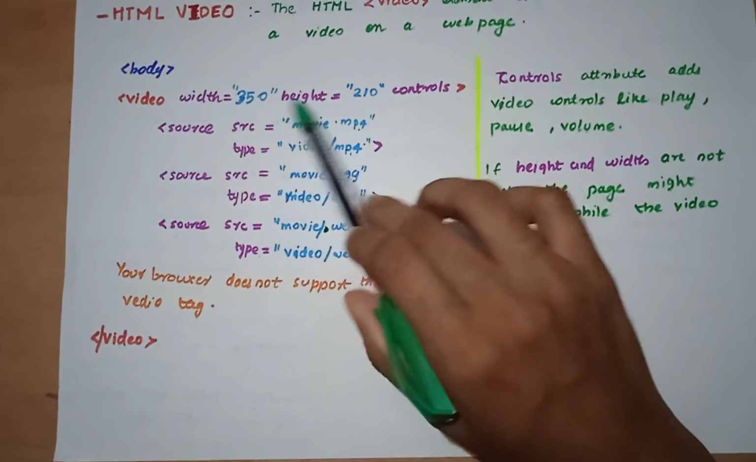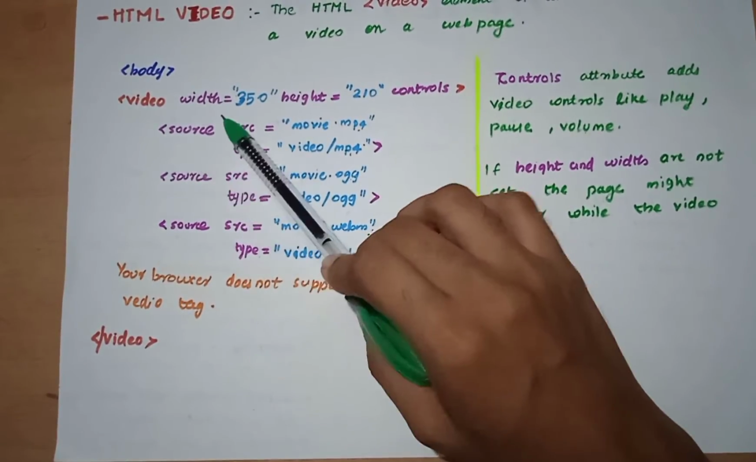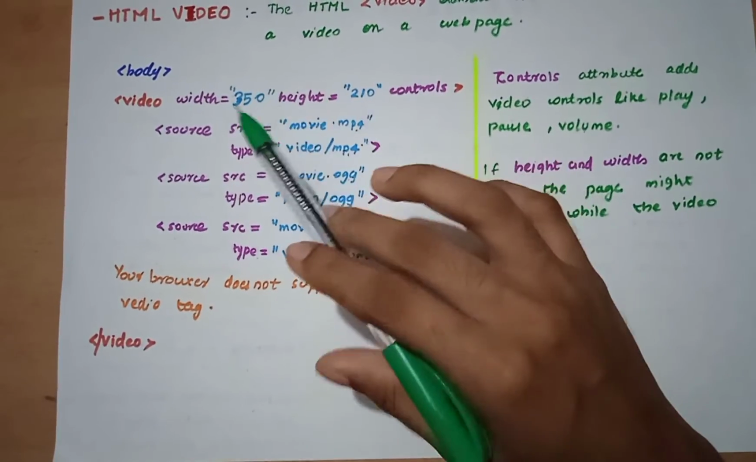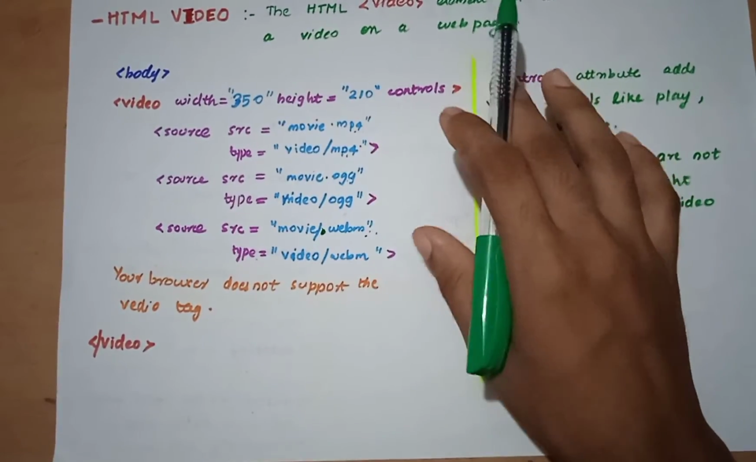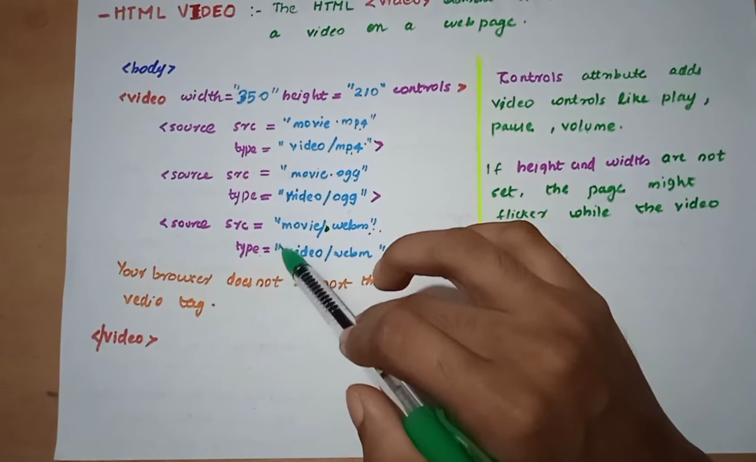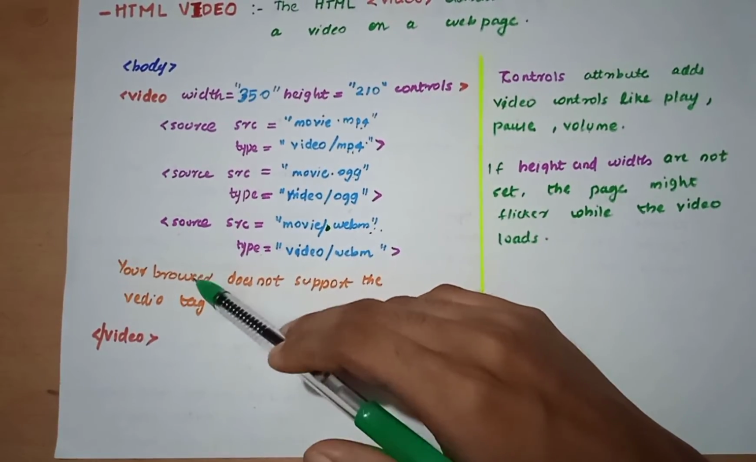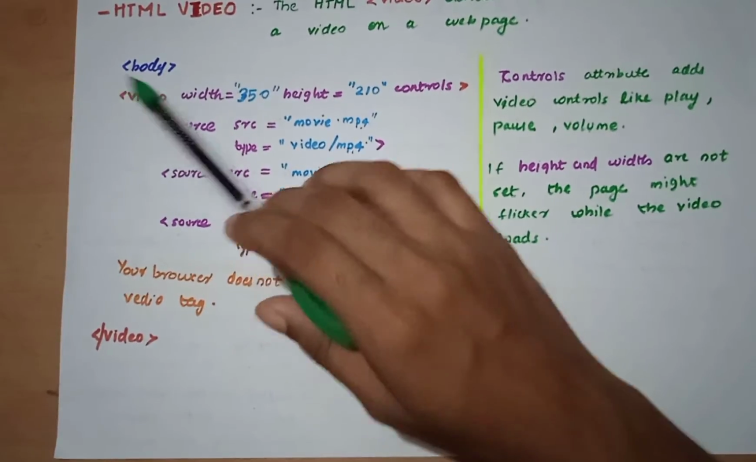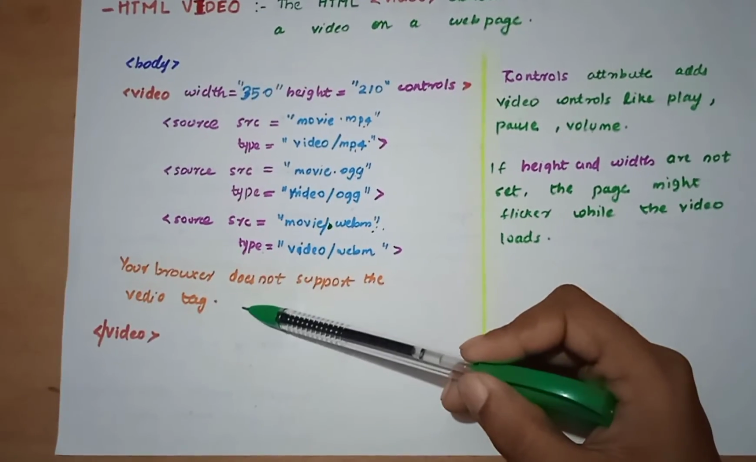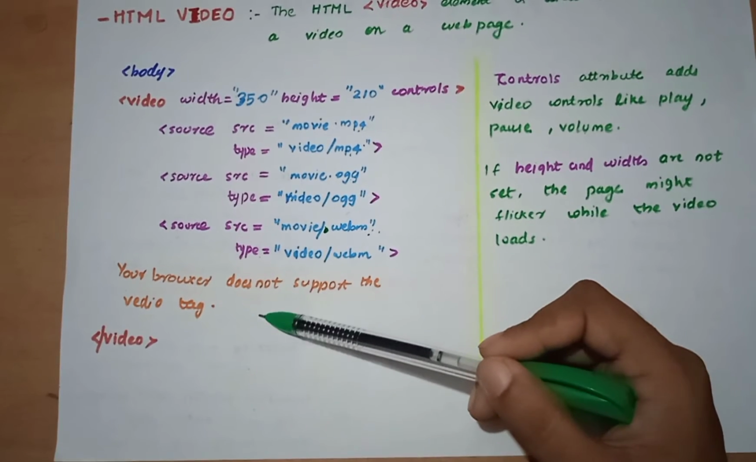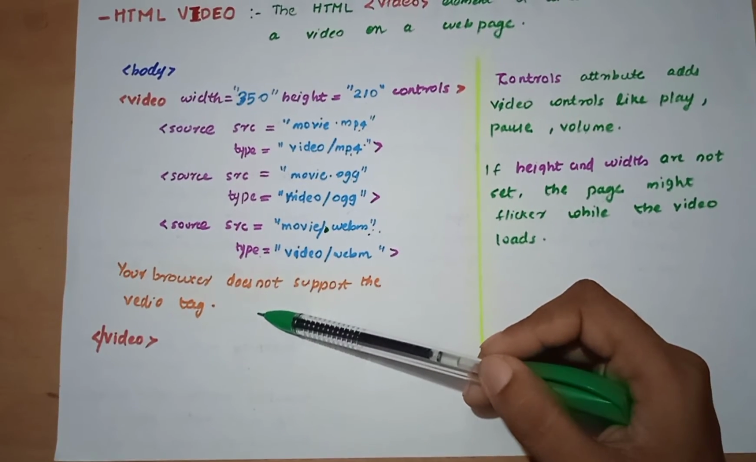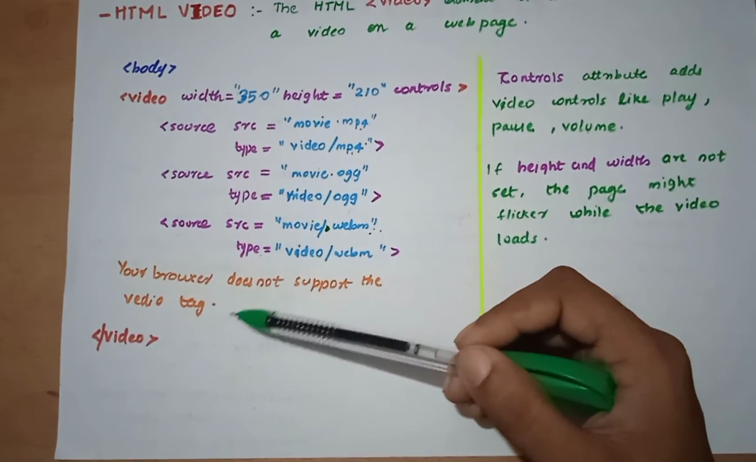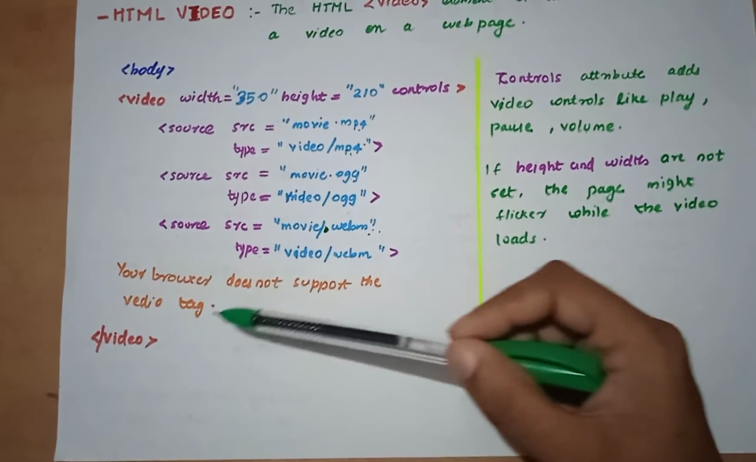All these things we know. Sources are just to display the correct source where the file is located. And this text is displayed automatically in our web page whenever the video tag fails. So we can find that there was a video but it couldn't run, so it shows this text.